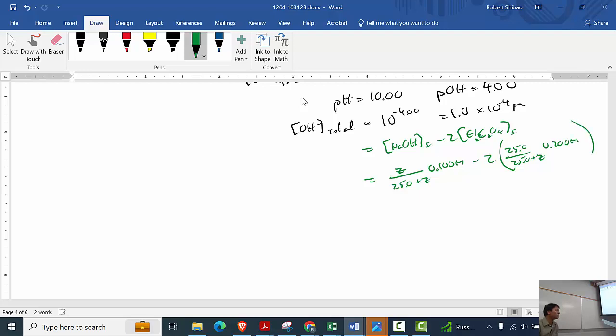So we do some substitution, and we can get this in terms of just Z, one unknown. And then we solve for Z. When we solve this for Z, then Z is the total number of milliliters of sodium hydroxide that we have to add.